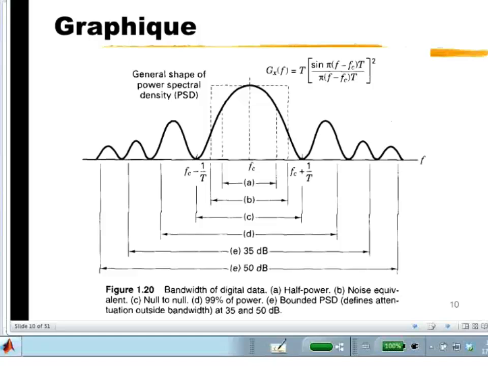So here's a graphic for the sinc squared function, and this shows how different the results are for what we would call the bandwidth of this signal, just based on definition. So different definitions give different values for bandwidth. It's important simply to understand, when you read what the bandwidth is, what it's referring to, and how it may be useful to use.